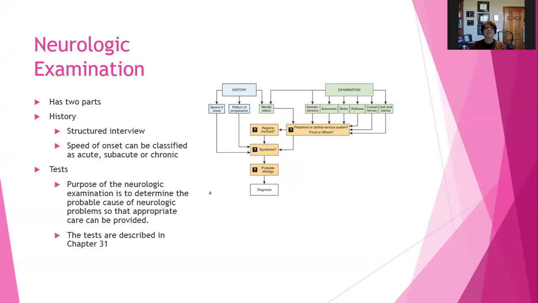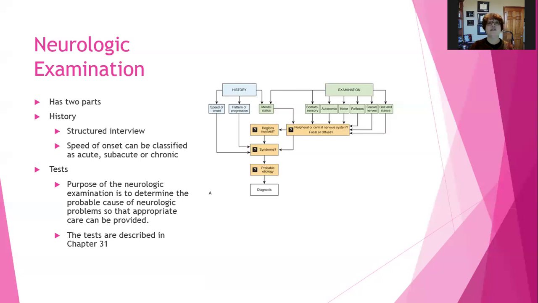The neurological examination has two parts, the history and the testing. The history, as you know, is a structured interview, and the speed of onset is classified at that point as acute, subacute, or chronic. You're usually telling that by what the patient tells you about the onset. The purpose of the neurological testing in the examination is to determine the probable cause of neurological problems so that appropriate care can be provided. In chapter 31 in the text, there are tests, and it describes how each test is done, what's a positive test, and what's a negative test.